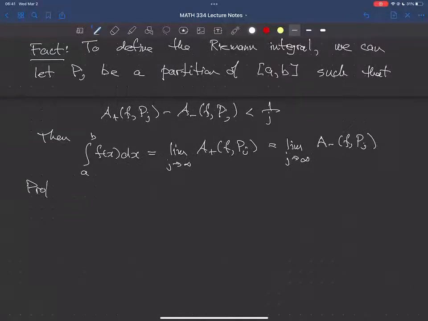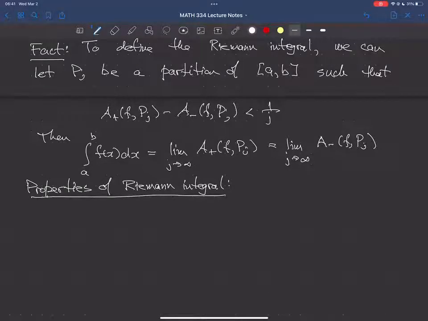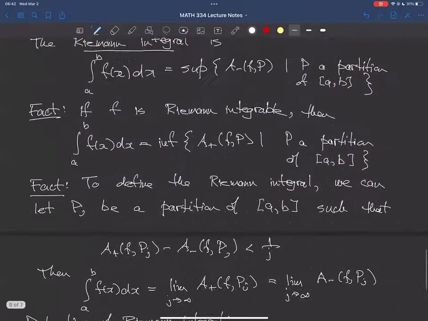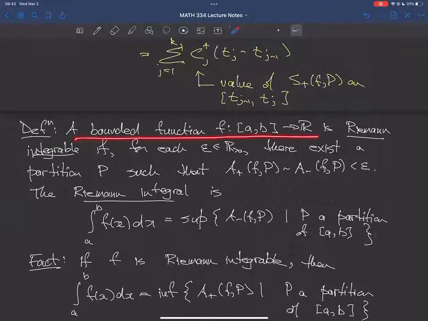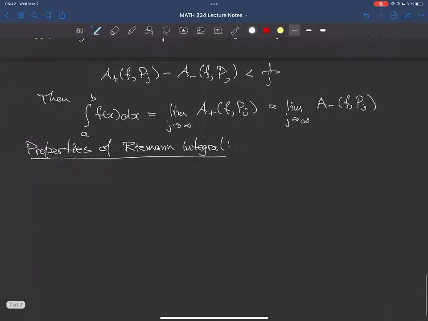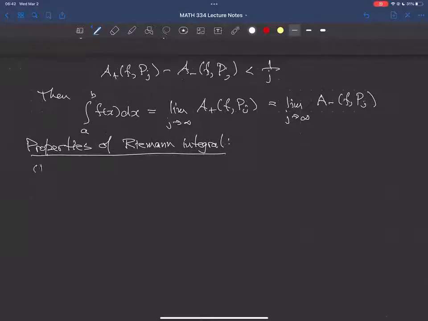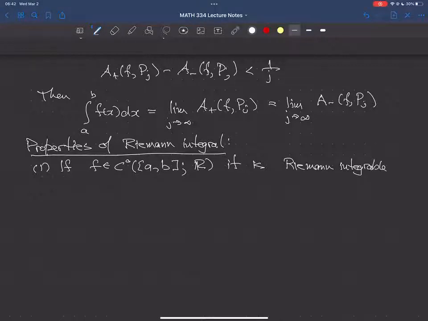Properties of the Riemann integral. All right. And so we're going to extend the definition of the Riemann integral, but remember I'm in this setup of a bounded function defined on a compact interval. And the properties here are: if f is continuous, it is Riemann integrable. Okay, so that's good.